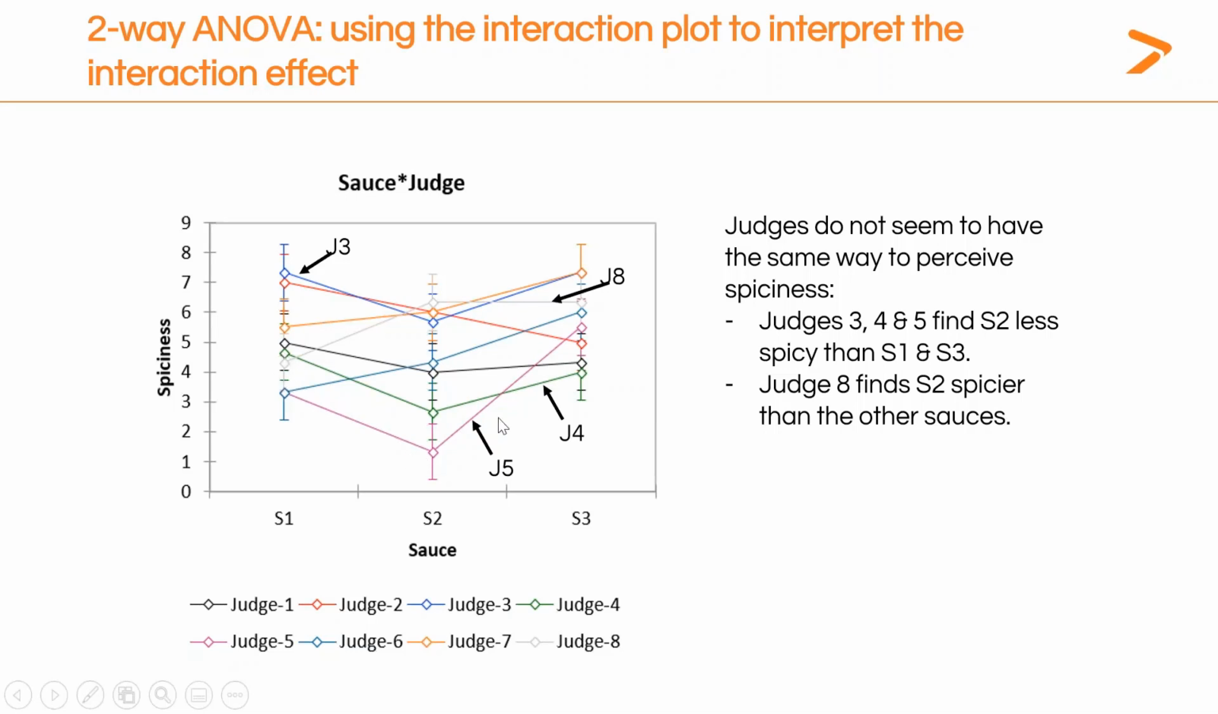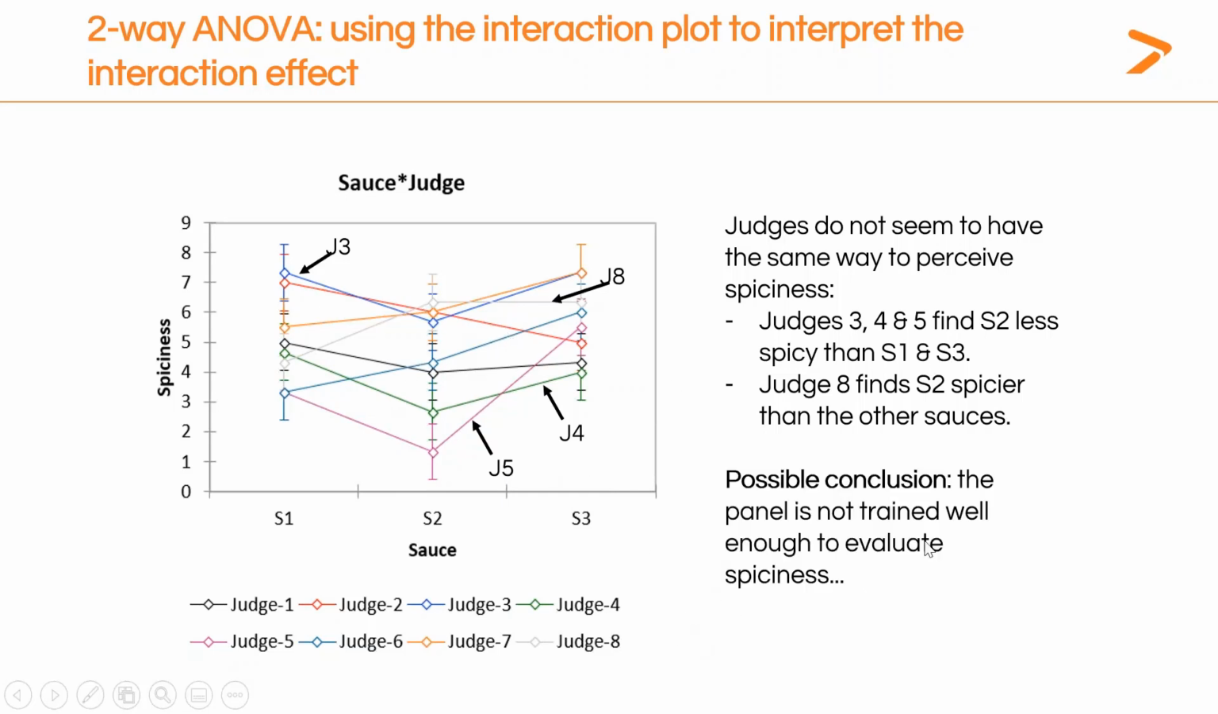So whenever you don't really have the same pattern across the categories of one variable, for each category of the second variable, this means that you have an interaction effect. This is visible whenever you have lines crossing each other on this chart. So one possible conclusion here is that the panel of judges or of assessors is not trained well enough to evaluate spiciness. So this is an undesirable property we get in sensometrics.